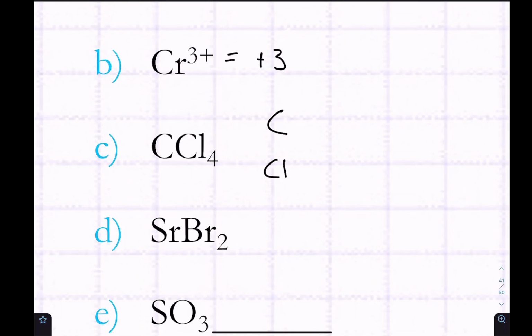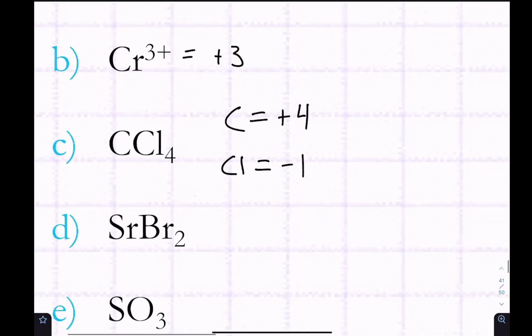So what's the rule for compounds? Yeah, they should add up to the charge on the compound. And since the charge here is 0, the oxidation states have to add up to 0. So which element's going to take priority? Chlorine. And what oxidation state is chlorine going to have? Yeah, each of the chlorines is going to be -1. So then carbon has to be able to cancel out all 4 of those. So carbon is +4.